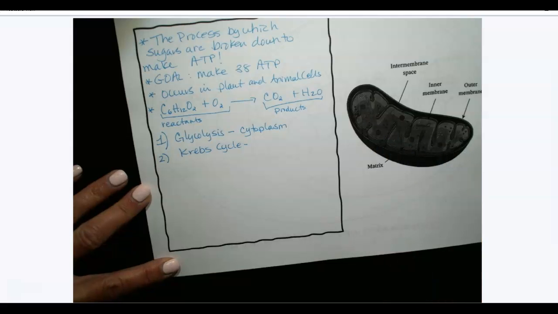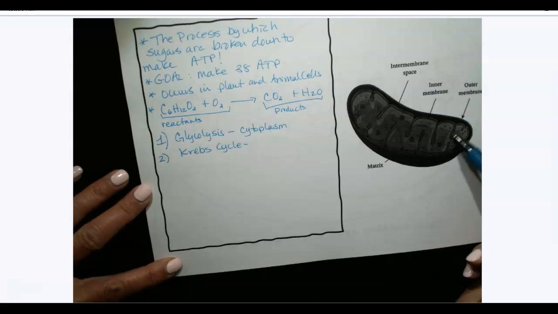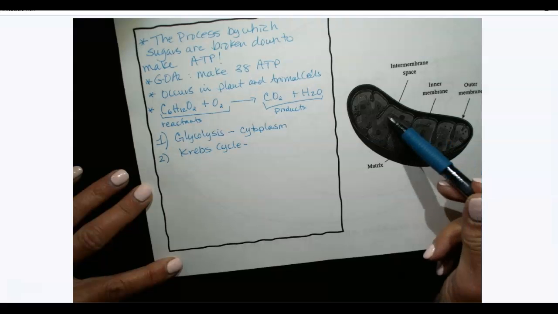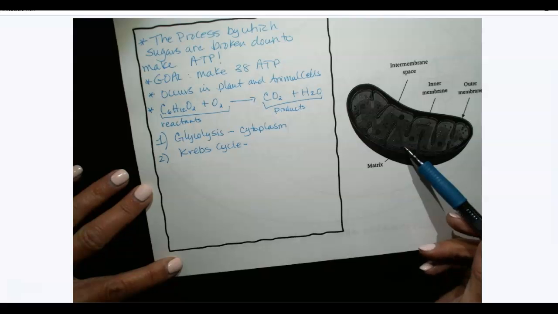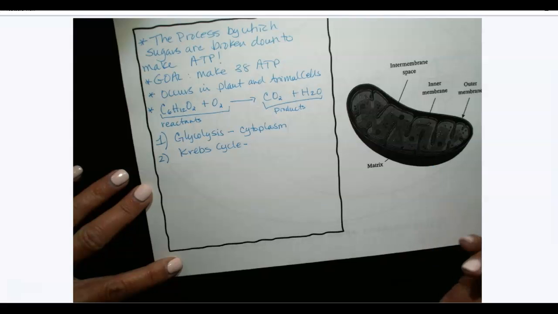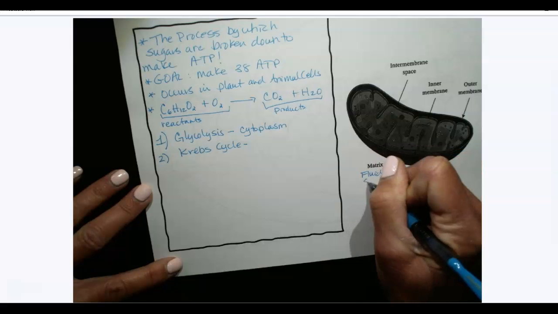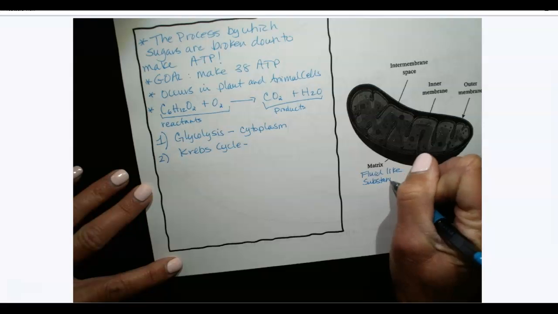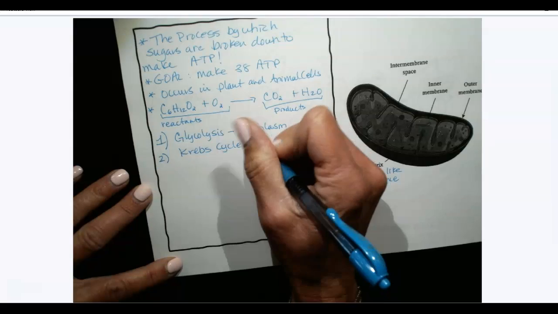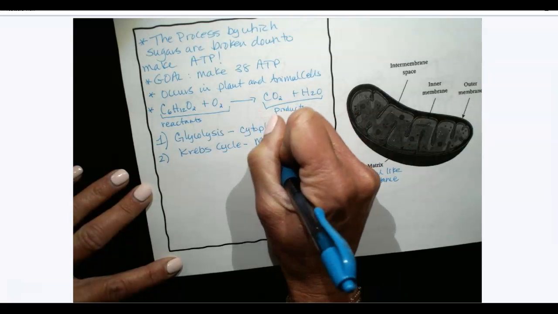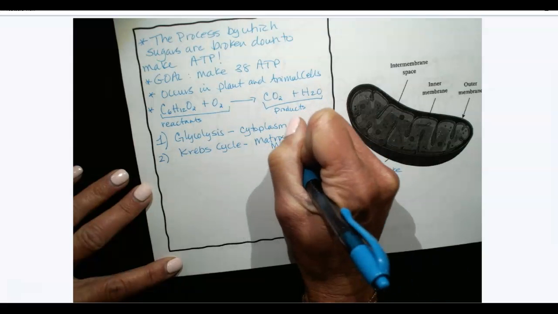So, and sorry, I don't have a colored picture for you, but this kind of weird looking shape, this stuff in between all of these folds, that's the matrix. And it's kind of like a fluid-like substance like cytoplasm. So I'm going to write fluid-like substance. And the Krebs cycle happens here. So we're going to say matrix of mitochondria.